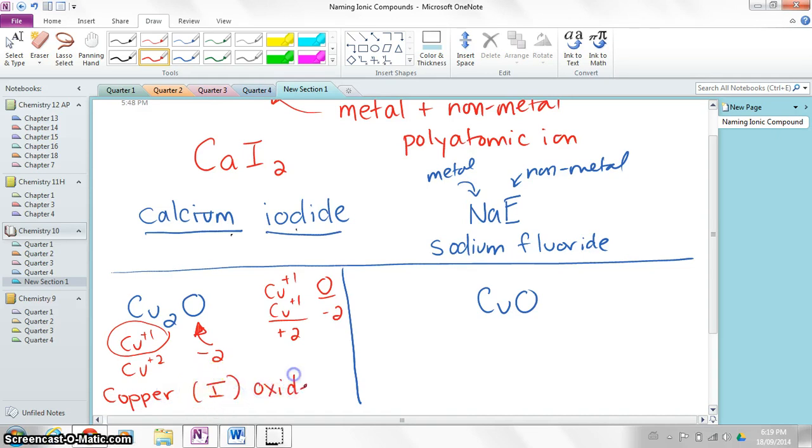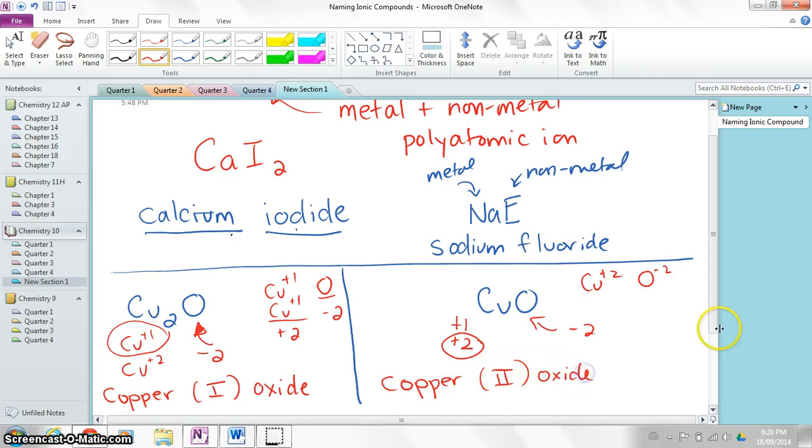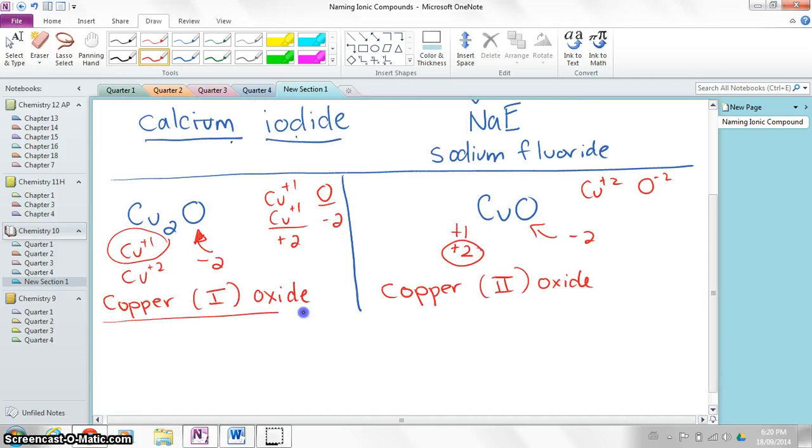So use Roman numerals to say which ion it is. Here we have CuO. We know that oxygen has a -2 charge. Copper can be +1 or +2. We only have one copper, which has got to balance out the -2 charge. So it must be copper +2. Copper +2 and oxygen with a -2 would make a compound with no net charge. So this compound is called copper 2 oxide. That one was hard, they're not always that hard.